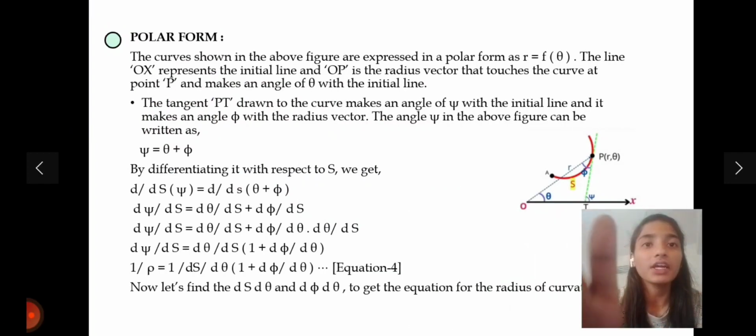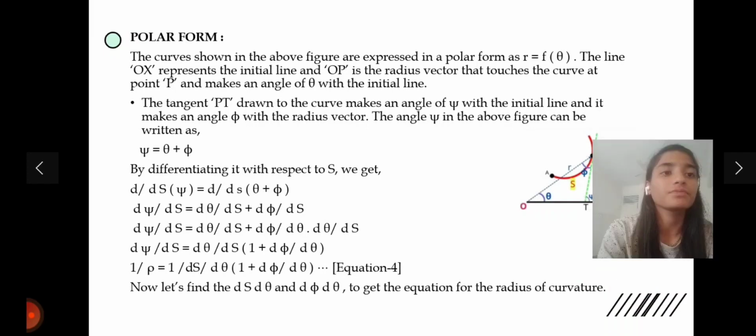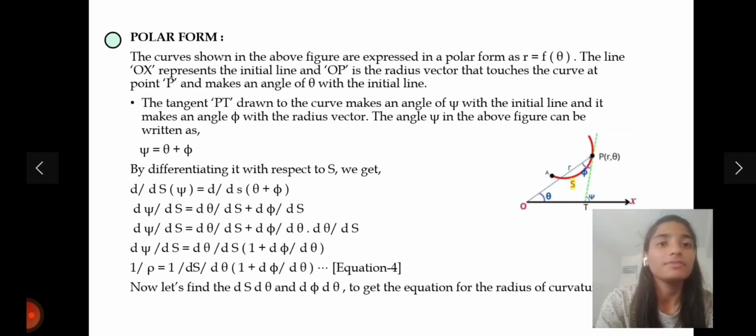Polar forms. The curves shown in the above figure are expressed in polar form as r is equal to f of theta. The line OX represents the initial line and OP is the radius vector that touches the curve at point P and makes an angle of theta with the initial line. We can observe this in the diagram. The tangent PT drawn to the curve makes an angle of psi with the initial line and it makes an angle phi with the radius vector. The angle psi in the above figure can be written as psi is equal to theta plus phi.